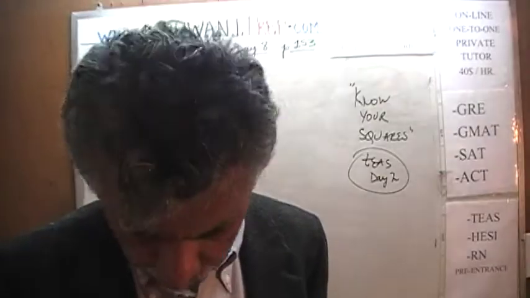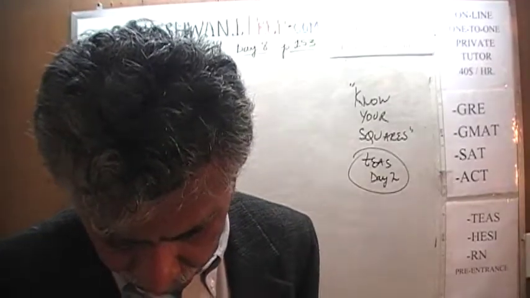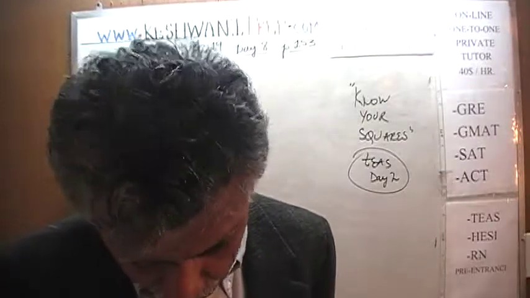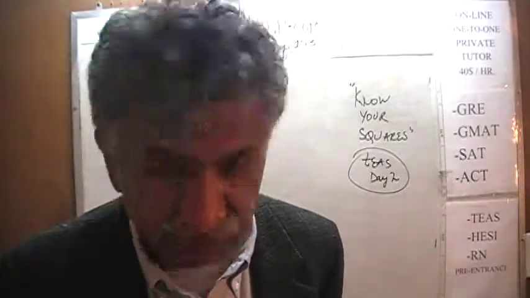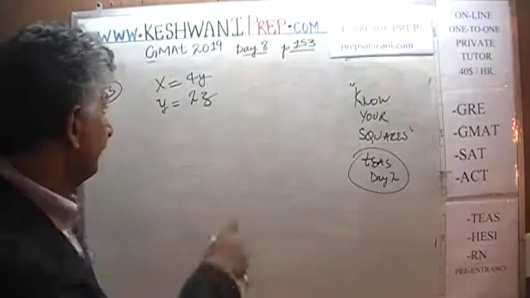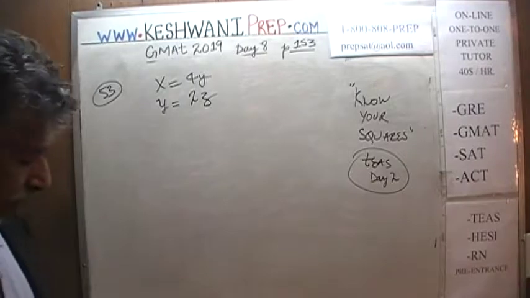Okay, so this is how it goes. It says city X has a population four times as great as city Y, which has a population twice as great as city Z. In other words, X equals 4Y and Y equals 2 times Z. Understand? What is the question?